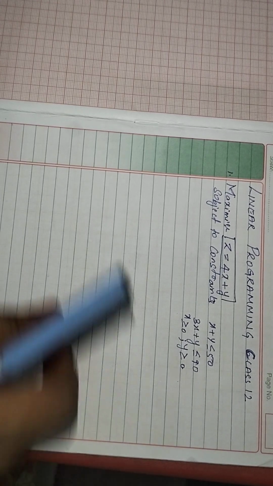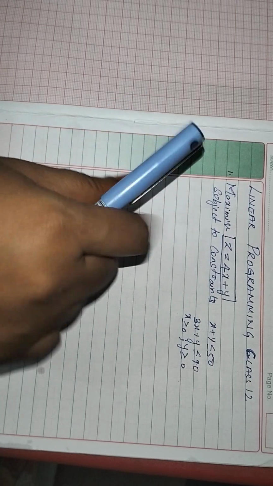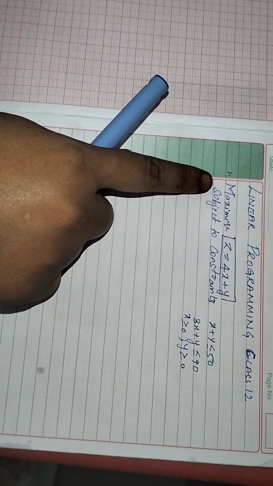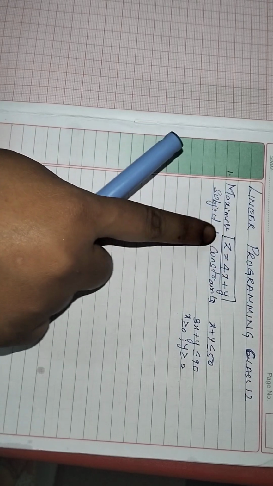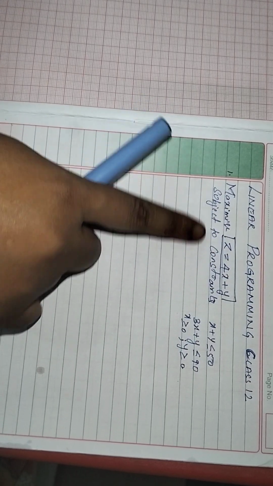Hi everyone, in this video let us understand how to solve a linear programming problem. The problem is taken from class 12. So the question is: maximize the objective function Z equals 4x plus y, subject to the constraints.